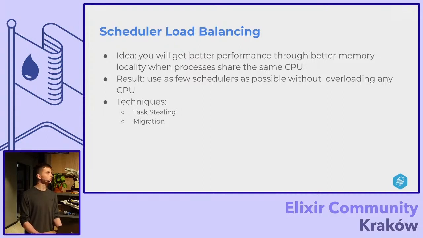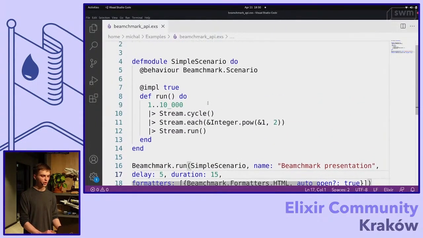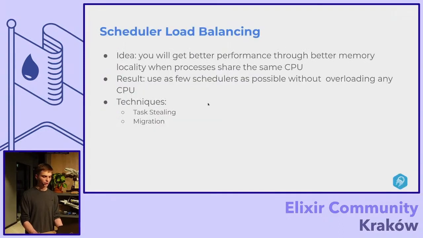And I think that's actually pretty much it. This was the usage of the Beamchmark API. The roadmap for Beamchmark is pretty short at the moment. The only thing that we are going to do when it comes to metrics is memory consumption, and probably nothing more at the moment.